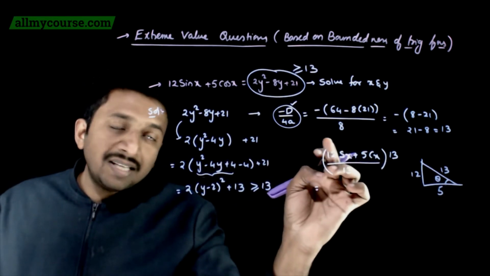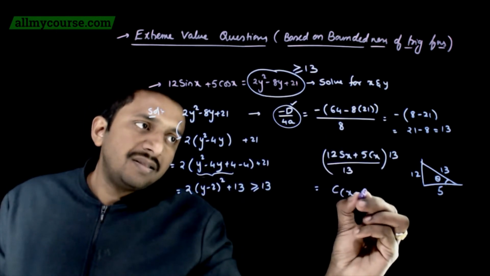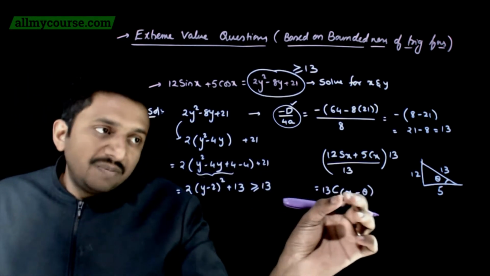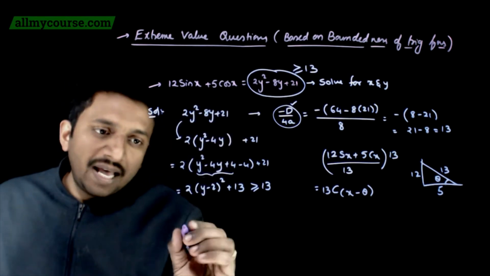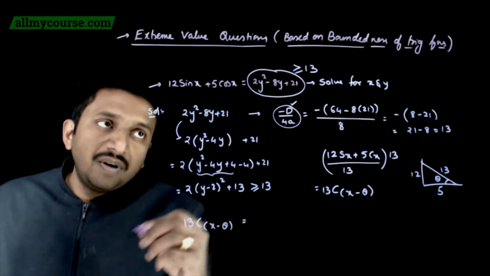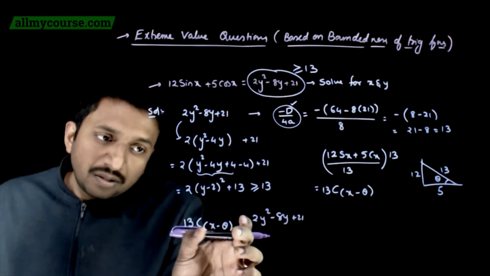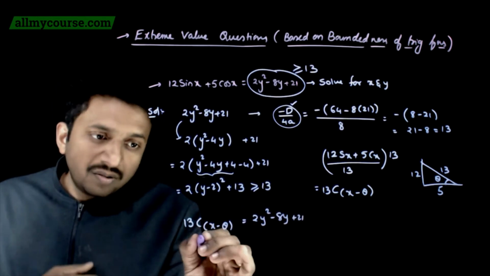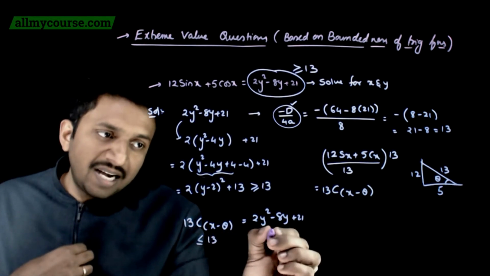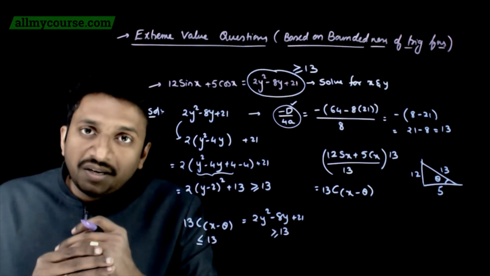It is of the form sin a sin b plus cos a cos b. So cos of x minus theta times 13. 13 times cos x minus theta. So this can be written as 13 times cos of x minus theta is equal to 2y square minus 8y plus 21. So cos is always less than or equal to 1. So this side is always less than or equal to 13. And this side is always greater than or equal to 13. For these two to be equal, both have to be equal to 13.